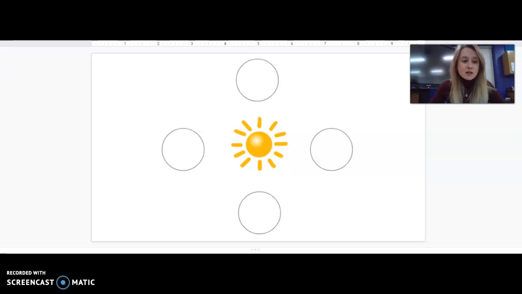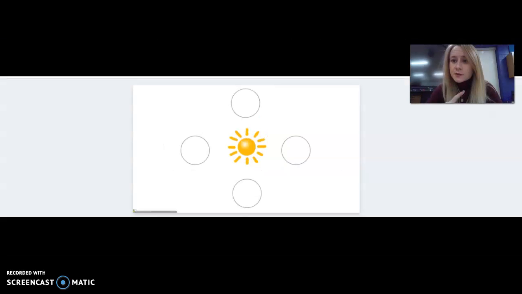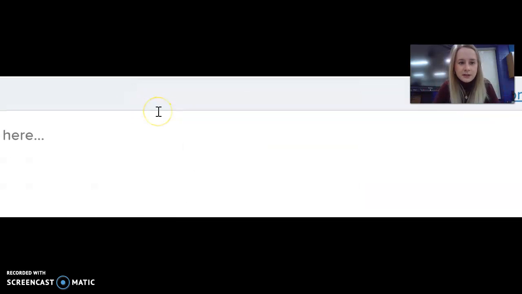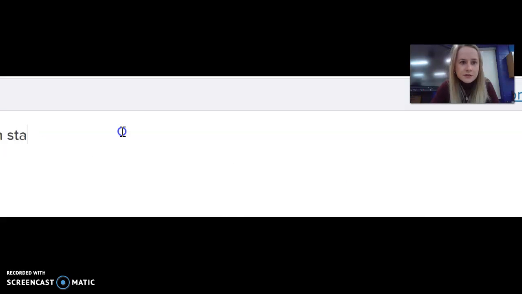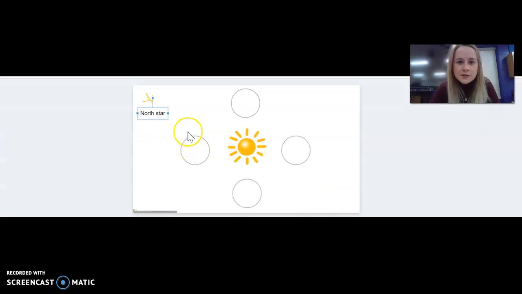So let's draw. In your notes, it looks like this. We're going to draw out why Earth has seasons. The first thing we need to do is draw the North Star. So let's have our North Star be right here. Sorry, part of my awful drawing, it's hard to do on a computer. I'm going to label this North Star. It's also called Polaris.